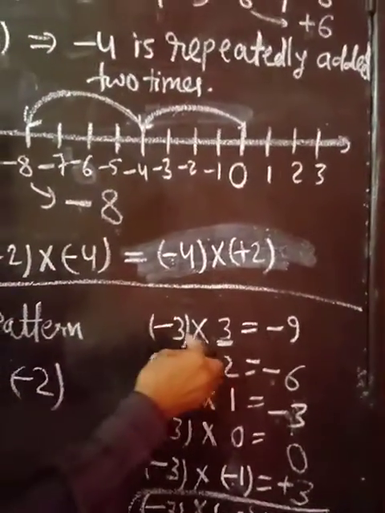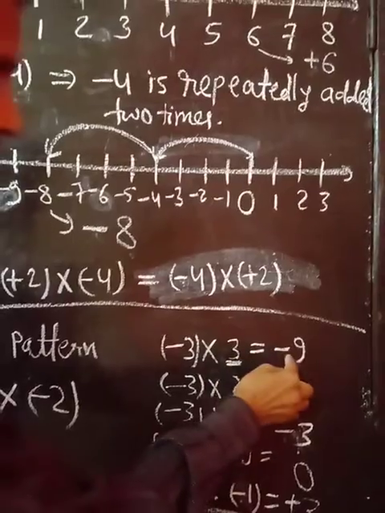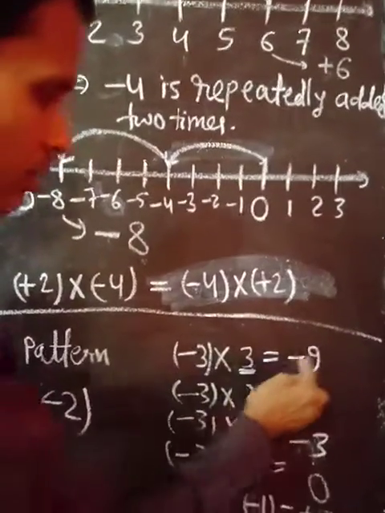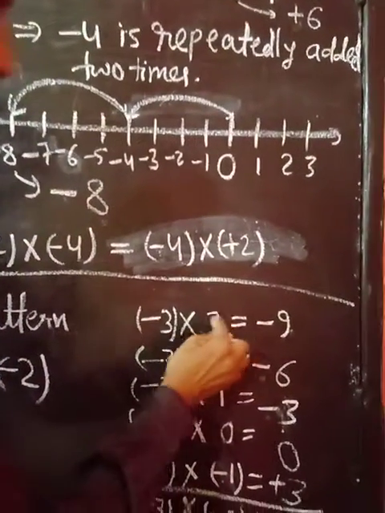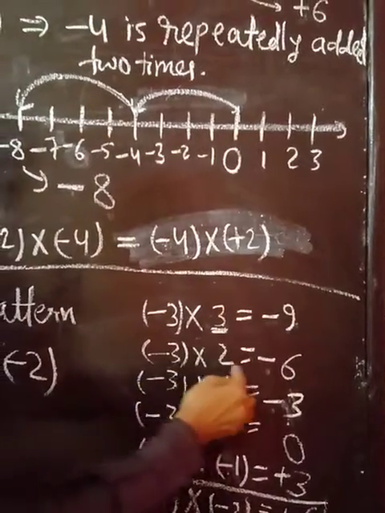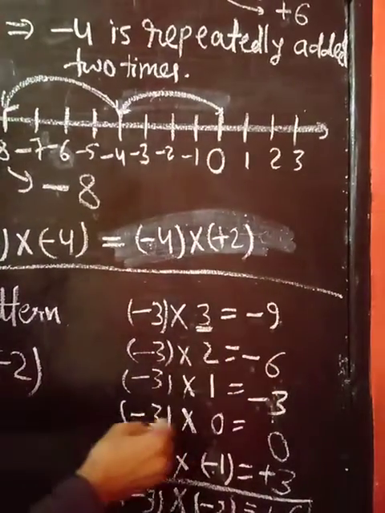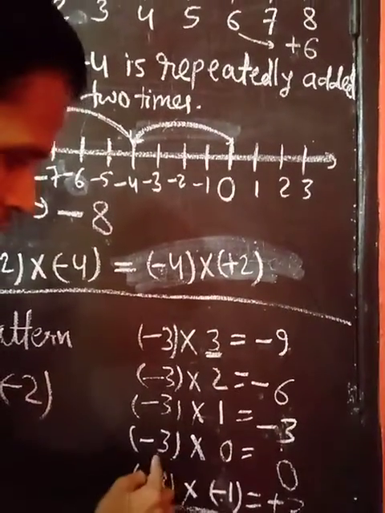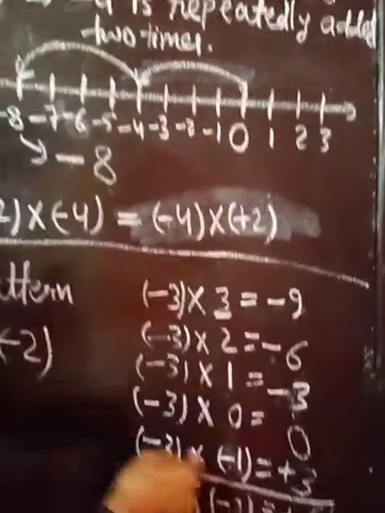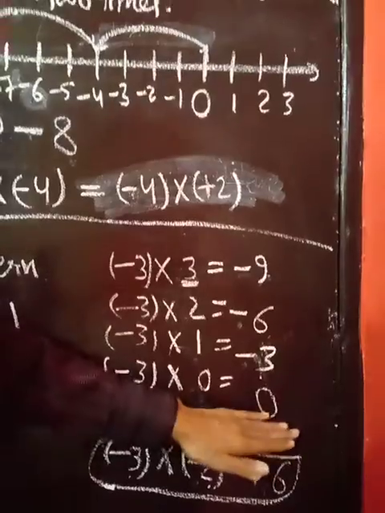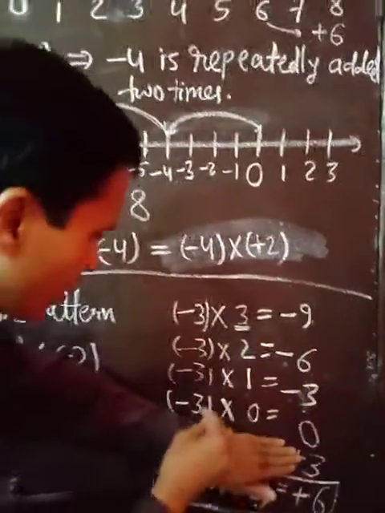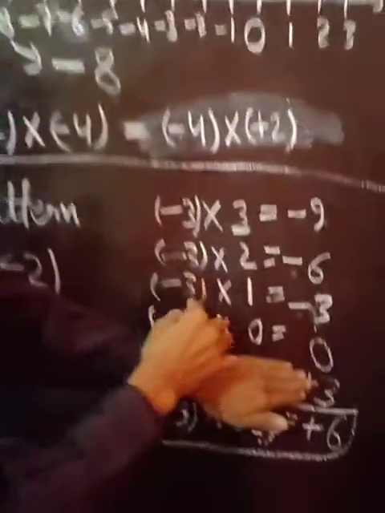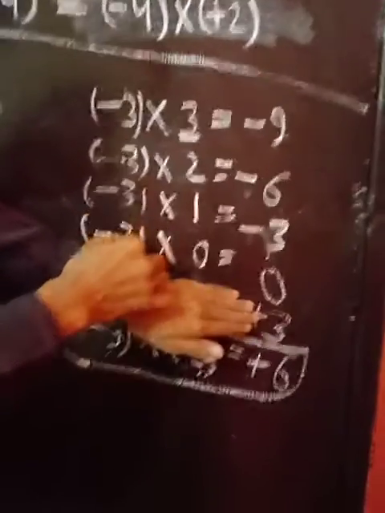Just now we have learned that one negative and one positive, the answer is negative. So 3 threes are 9, and one negative, one positive gives minus 9. 3 twos are 6, minus 6. 3 ones are 3, minus 3. 3 into 0 is 0. Similarly, stop here. Till here you see the procedure. What I have done on this side, this is fixed: minus 3, minus 3, minus 3, minus 3.